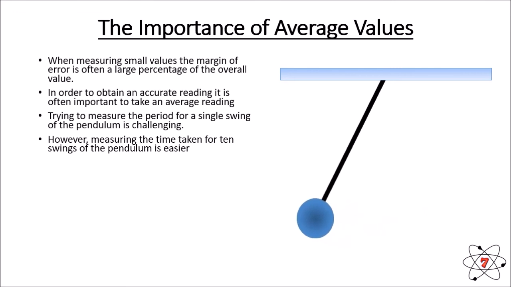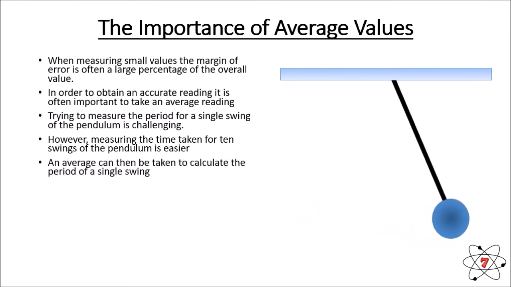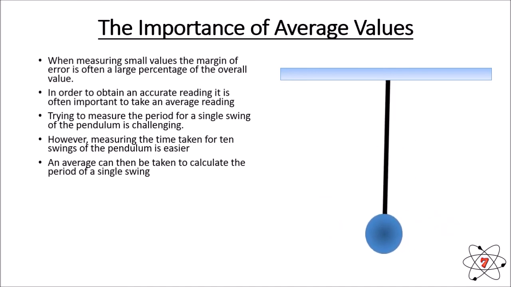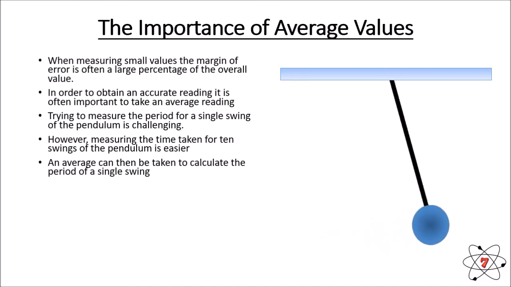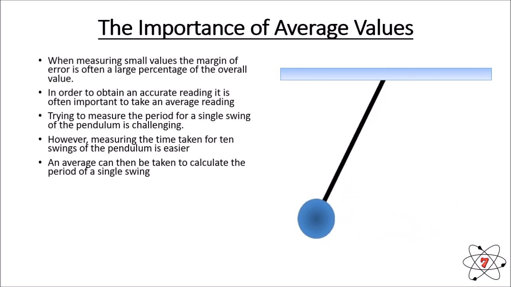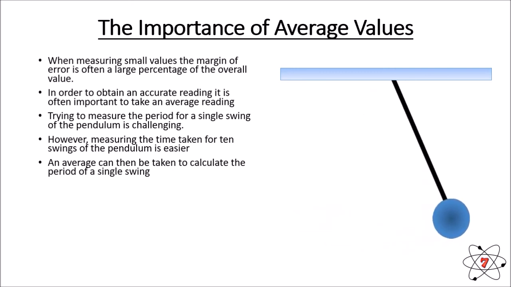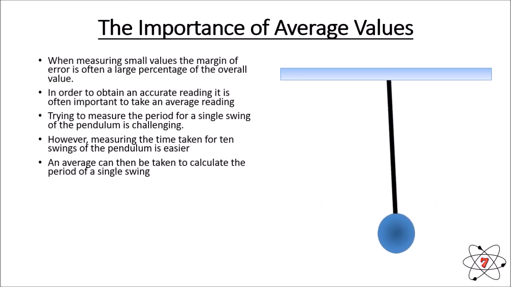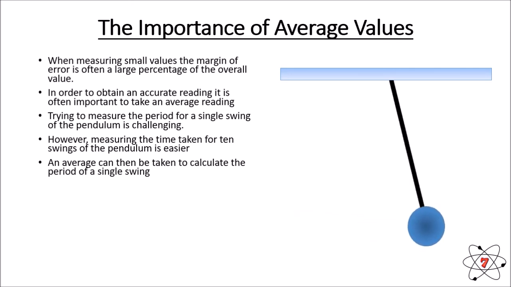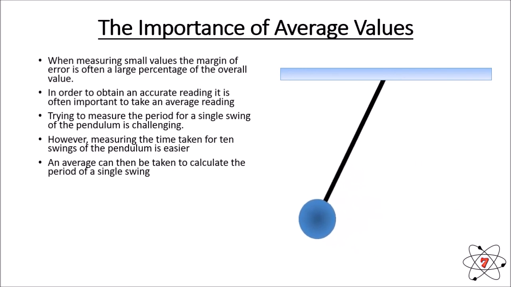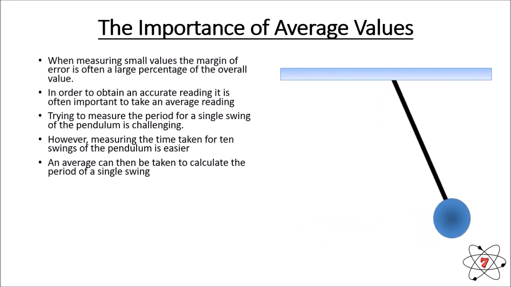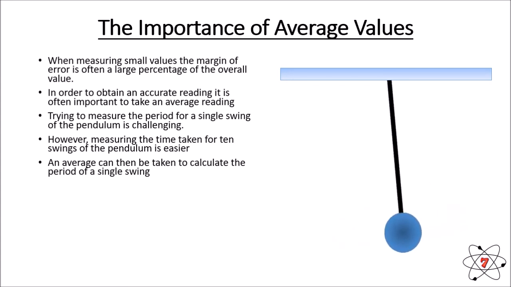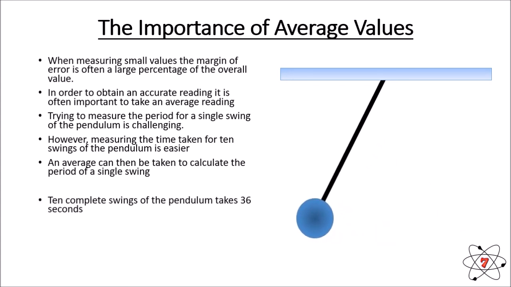But if we measure 10 swings of that pendulum, there's a much longer period of time. And because we're only taking two readings, a start and a stop, there are only 2 points of error. So there are 2 points of error, but there are 10 swings to the pendulum. This means the overall error is going to be much, much lower than if we try and measure one swing of the pendulum, but we still have 2 points of error at our start and our finish point.